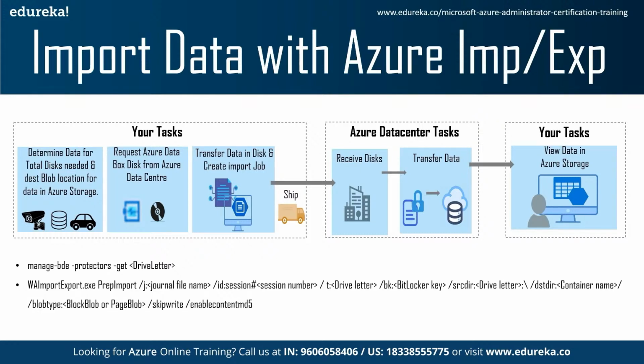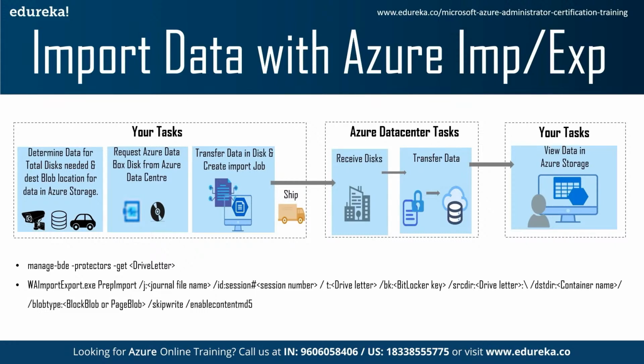Then prepare the disk by running the WA Import/Export command. This command can take a significant amount of time to complete depending on the amount of data. You can see the second command here, which is quite a major one, so you have to follow all the things in it. This is the default one: WAImportExport.exe prepare import. What will change is in the brackets: the journal file name that will be generated when you use the WA Import/Export tool, and also a session ID number that will be generated. That also you have to put.